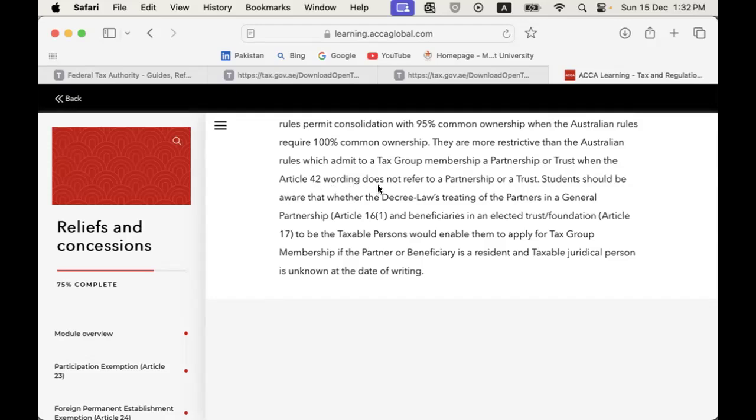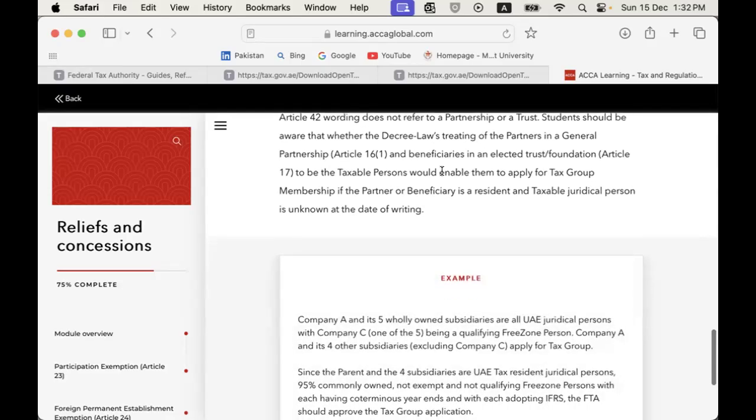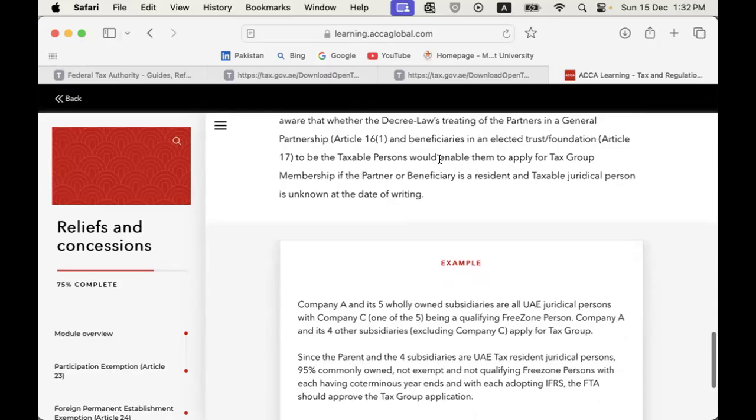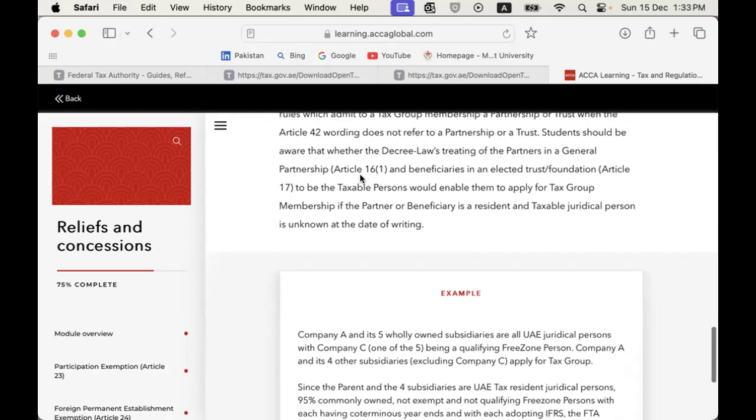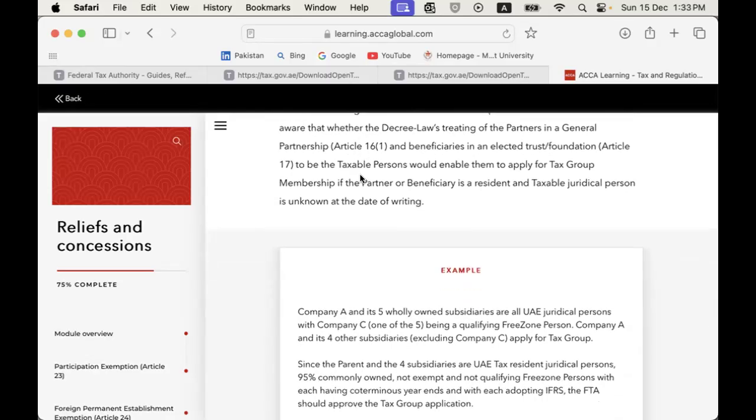the Article 42 wording does not refer to a partnership or trust. Students should be aware of whether the decree law treating the partners in a general partnership and beneficiaries in an elected trust or foundation to be the taxable persons would enable them to apply for tax group. So just to let you know, in a guide, general partnership has been accepted as a juridical person, acknowledged as a juridical person. So please remember this point.